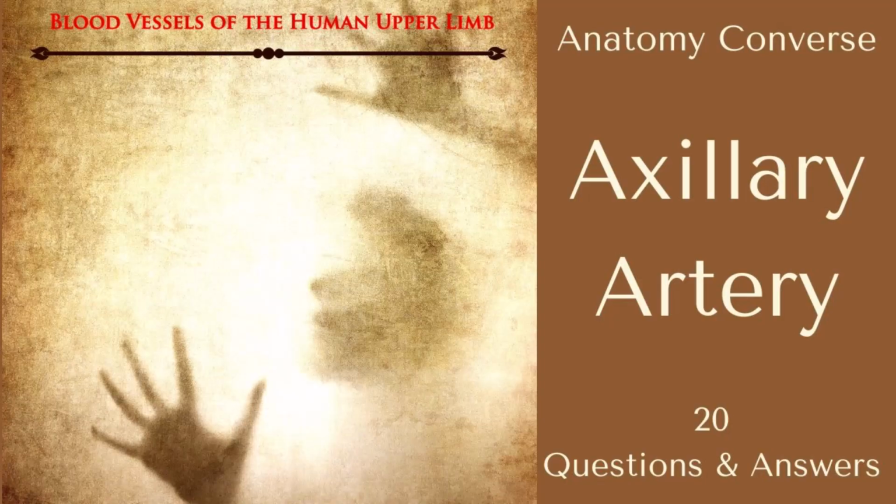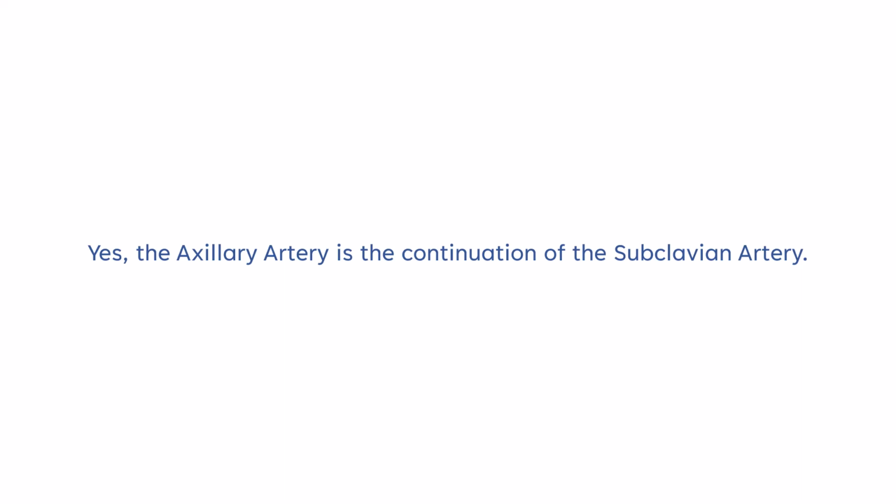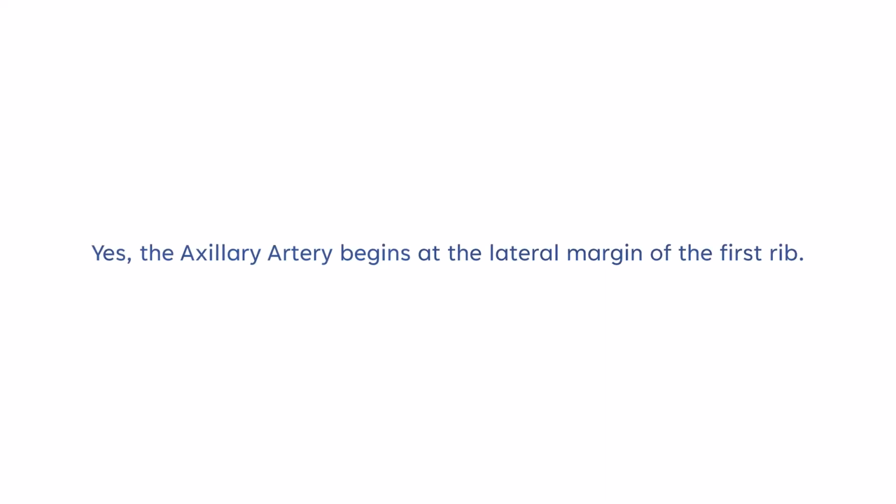Axillary artery, 20 questions and answers. Is the axillary artery the continuation of the subclavian artery? Yes, the axillary artery is the continuation of the subclavian artery. Does the axillary artery begin at the lateral margin of the first rib? Yes, the axillary artery begins at the lateral margin of the first rib.